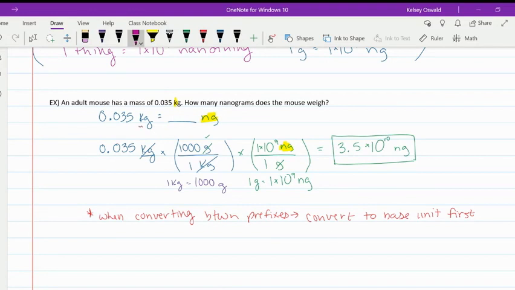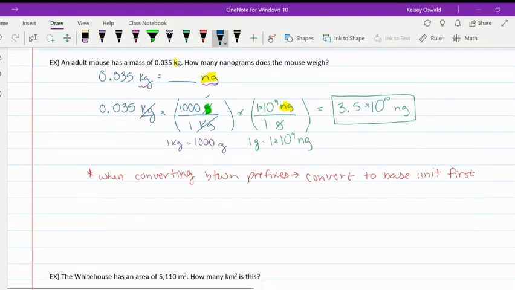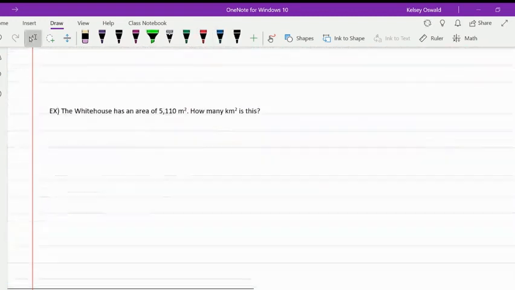Something important to reiterate here is that when you are converting between different prefixes, like going from kilo to nano, you want to make sure you stop at that base unit first. Since we don't have a conversion going straight from kilo to nano, you want to make sure you stop at grams before going to nano. You just have to make that little pit stop along the way using the conversion factors you're given. All right, so let's look at an example that's a little different.